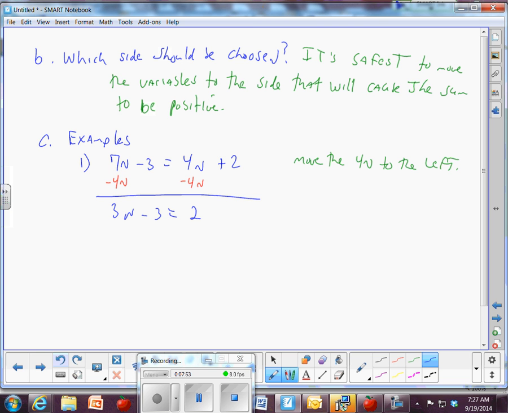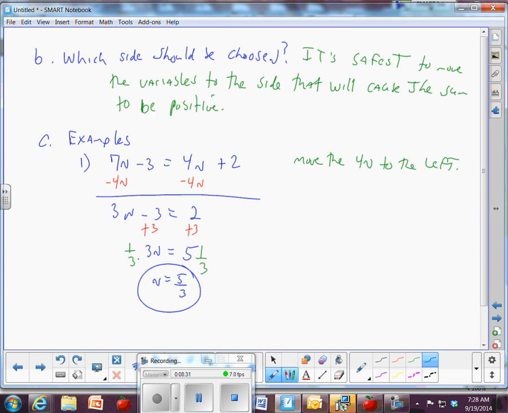Okay, now we're at the point where we have a regular equation just like before, and we're going to solve this thing just like we solve any other equation. All right, let's move the negative 3. We'll move it to the other side as we're trying to get the n all by itself. Right now we're at 3n equals 5. Now we need to move the 3. And again, we can multiply both sides by the reciprocal, or take the shortcut and divide by 3. And we end up with n equals 5/3. Right? And that's the solution, and we're rolling on to the next problem.